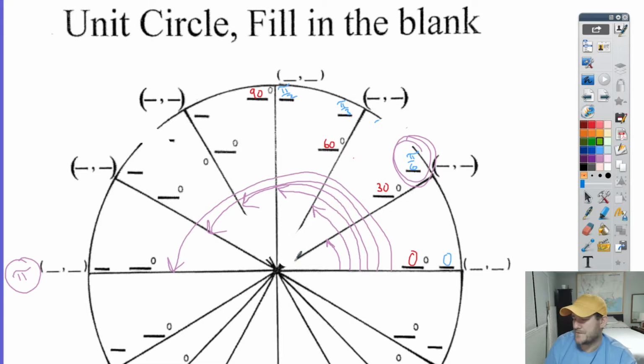So if you take the 45s out, then you're now counting by pi's over 6. You get 1 pi over 6, 2 pi over 6, and then you go, but Mr. F, you said pi over 3. Well, no duh. Guess what 2 pi over 6 is?